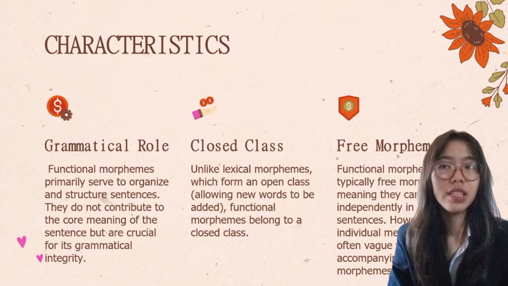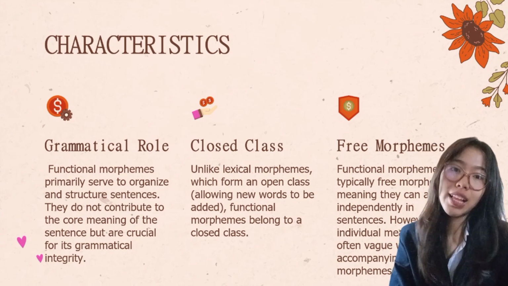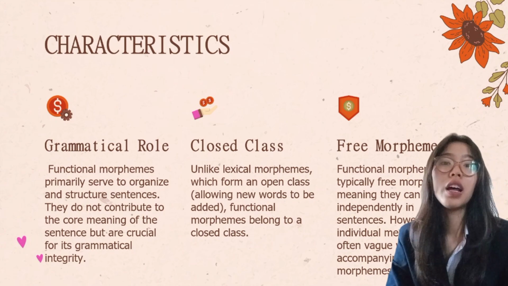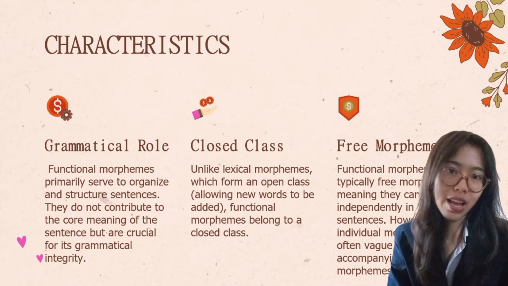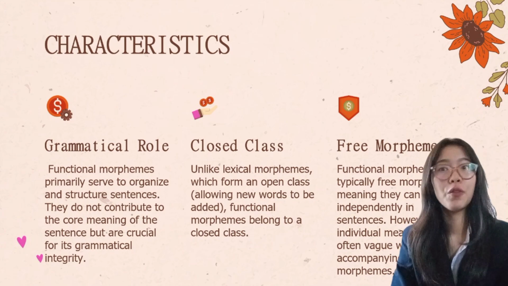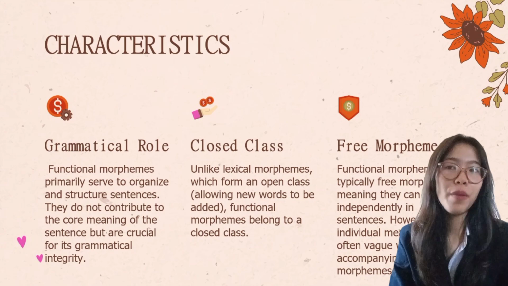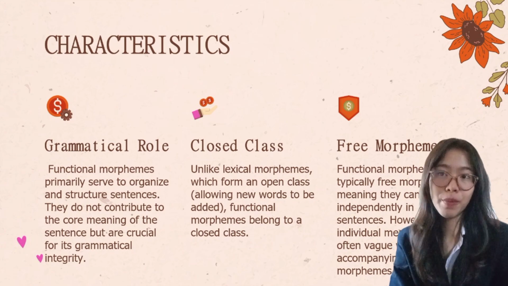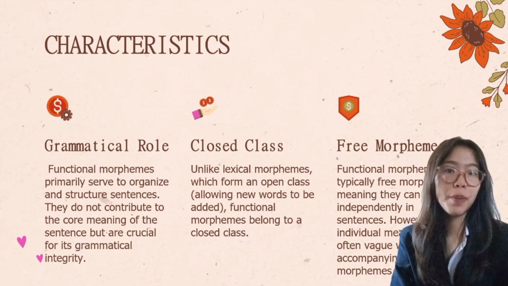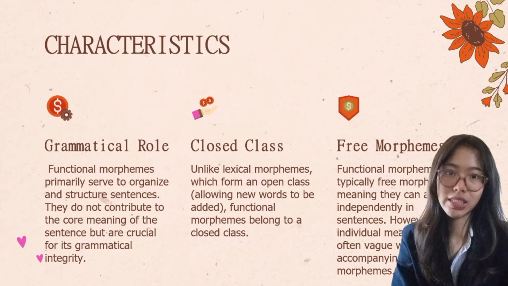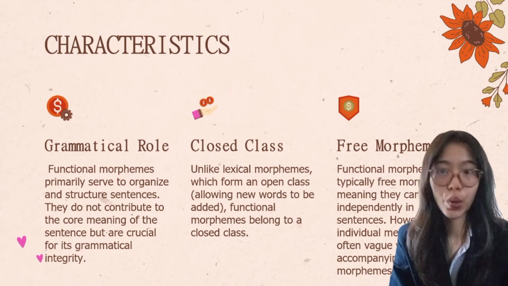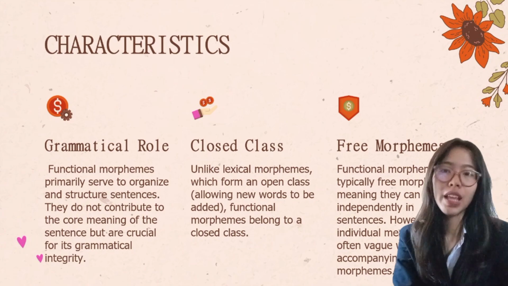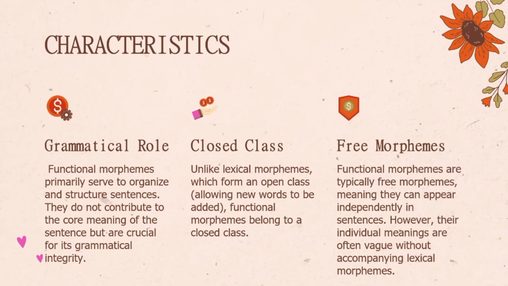Number two is closed class. Unlike the lexical morphemes, which form an open class allowing new words to be added, functional morphemes belong to a closed class. Number three is free morphemes. Functional morphemes are typically free morphemes, meaning they can appear independently in sentences. However, their individual meanings are often vague without accompanying lexical morphemes.